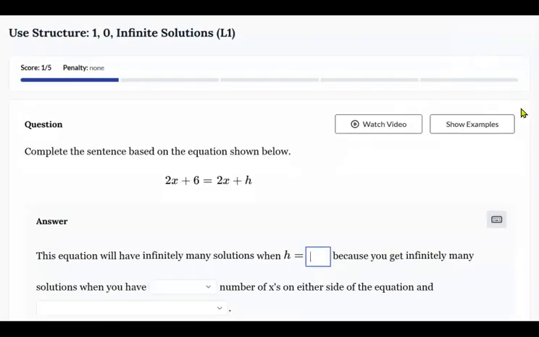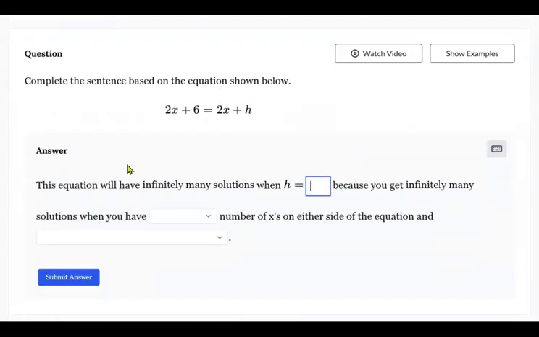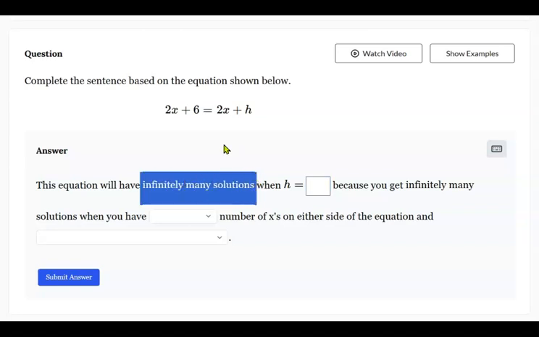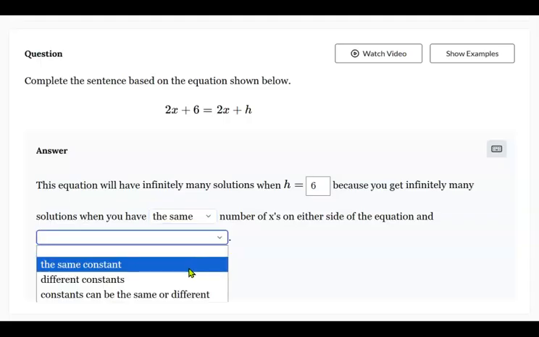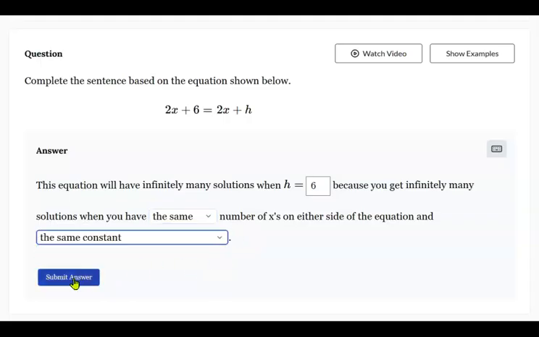So let's try another one. This equation will have infinitely many solutions when the variable terms match, check, and the constants match. So we need to make that check. So this letter h can only be the number 6. And we know that because we have the same number of x's on either side and we have the same constant value.